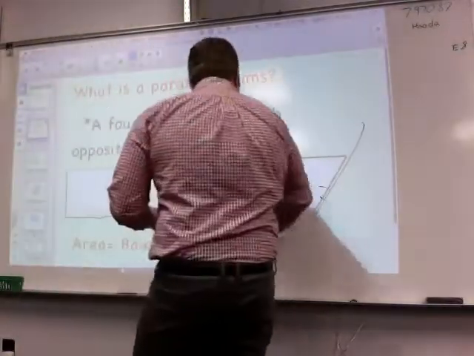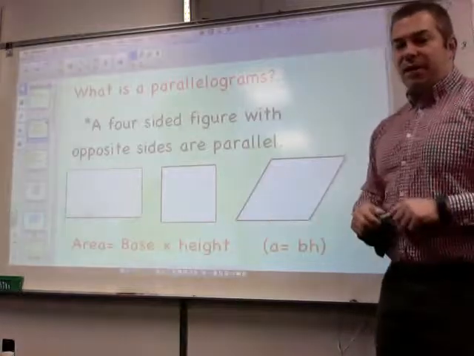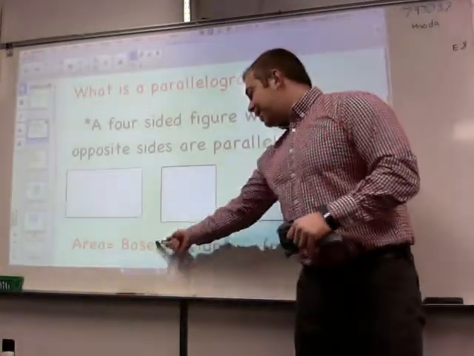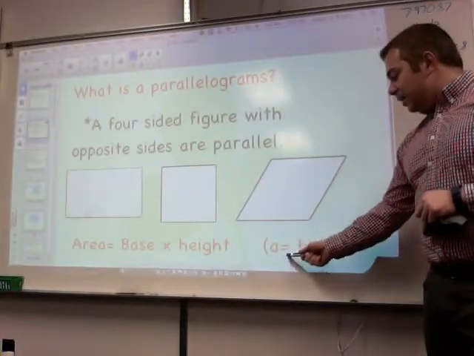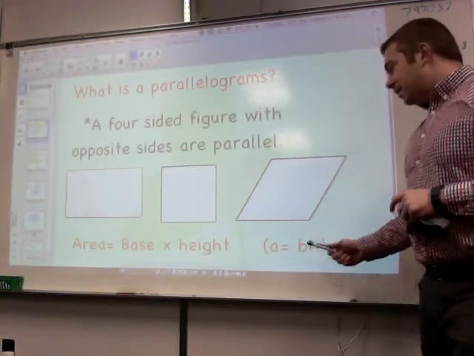So we have to find the area of parallelograms using this formula. It's the same as finding the area for a square, which you've done, or a rectangle. The area is the base times the height. So here's your formula: A equals BH. A for area, B for the base, H for the height.